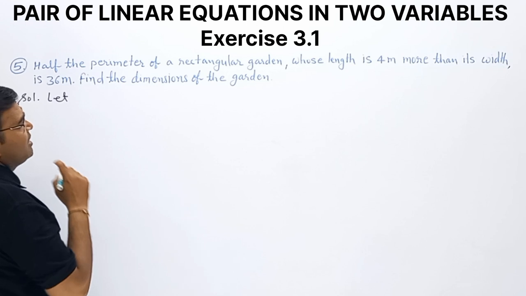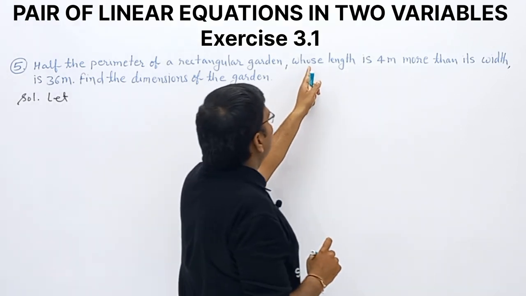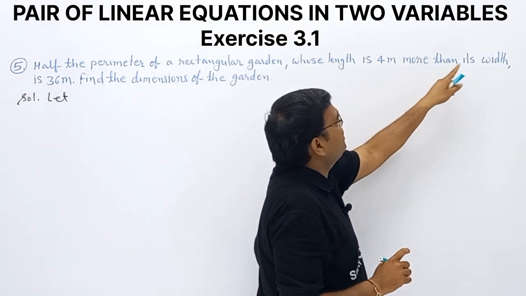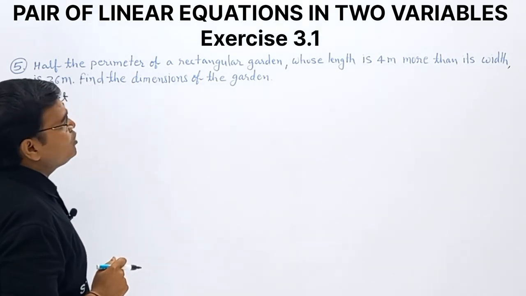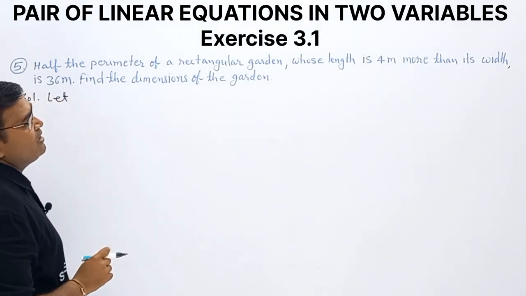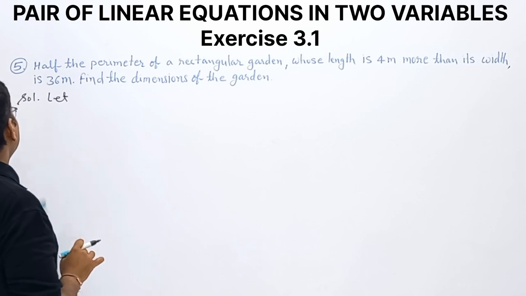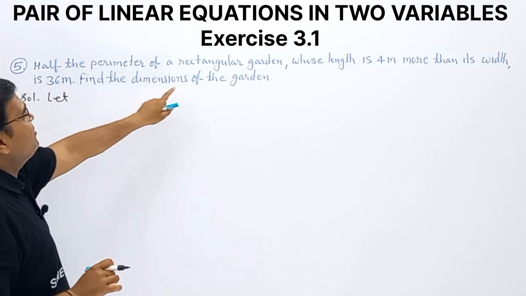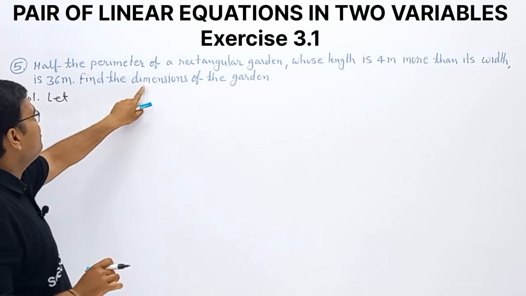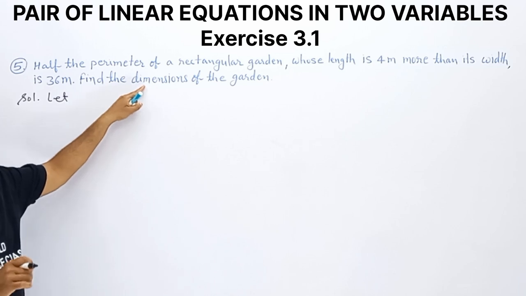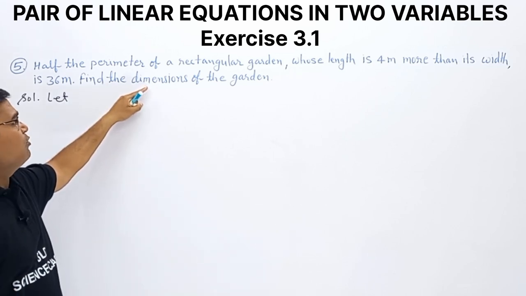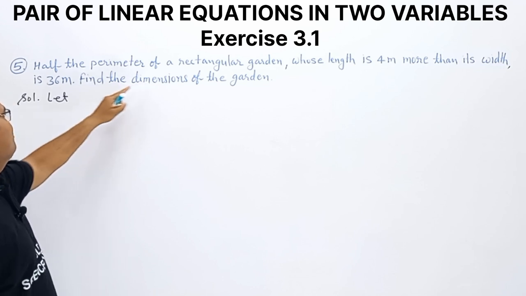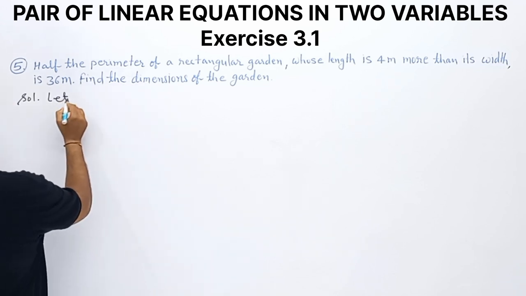In the question we have one condition: the length is 4 meters more than its width. Half the perimeter is 36 meters. Find the dimensions of the garden. So first we should assume the dimensions. Dimensions means length and breadth, or length and width, of the rectangular garden.